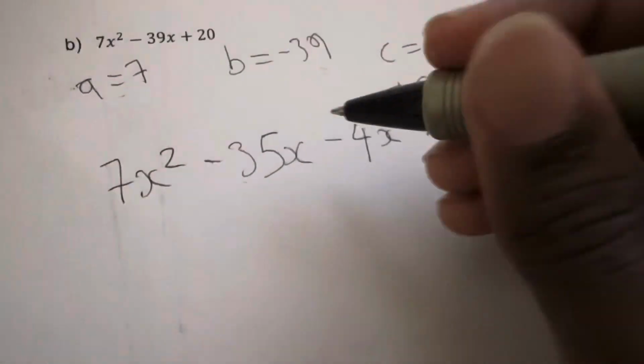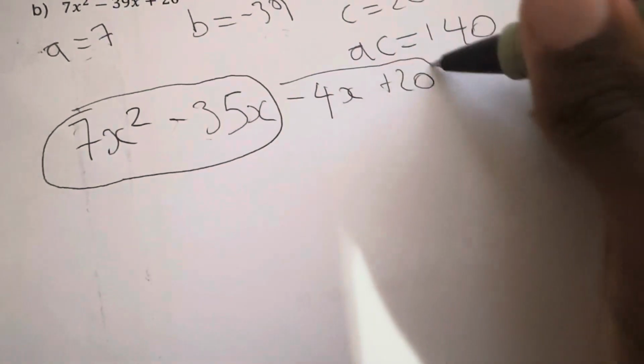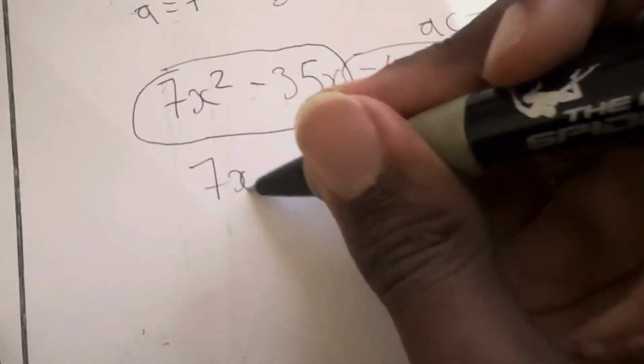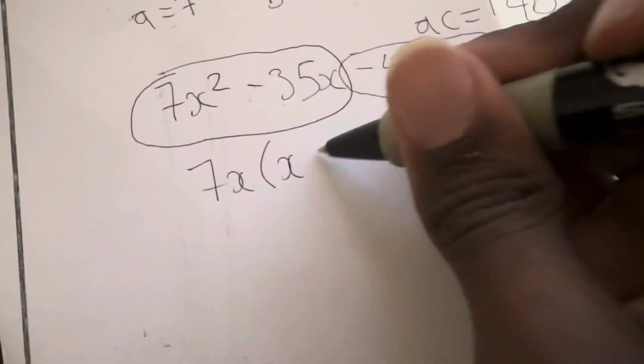Now remember, we are going to circle these and treat these as two separate expressions, but they're linked at the same time. So we're going to factorize this. Watch my factorizer video to know how. So we do this.